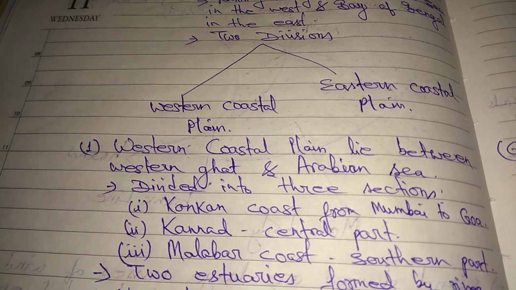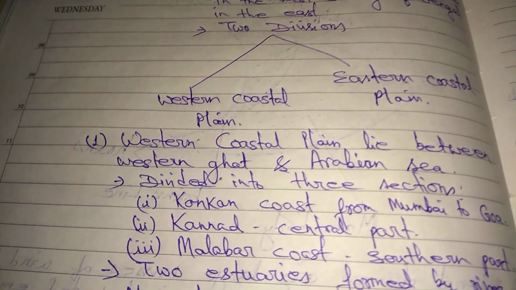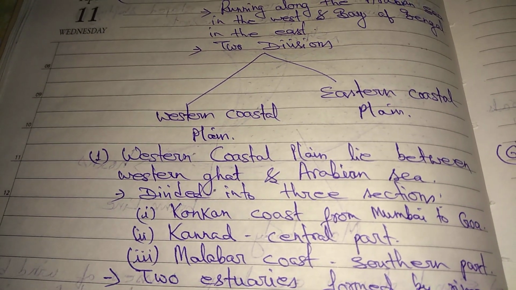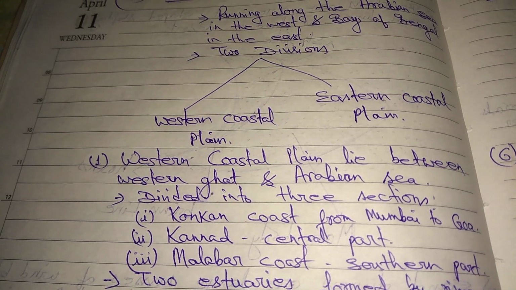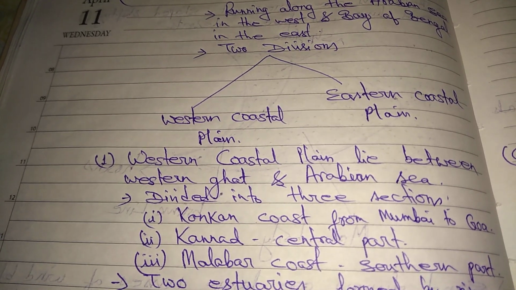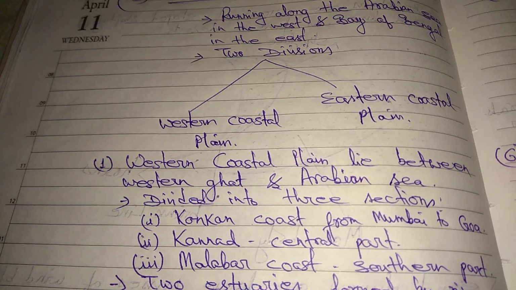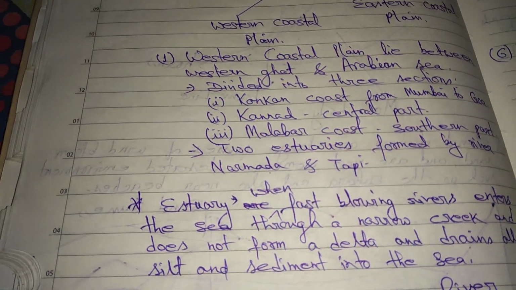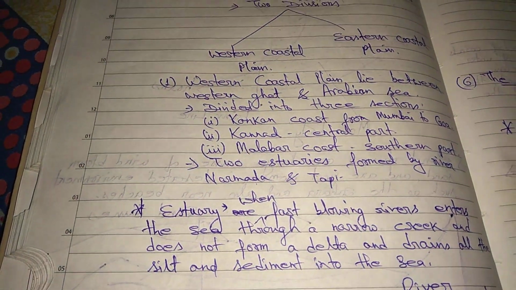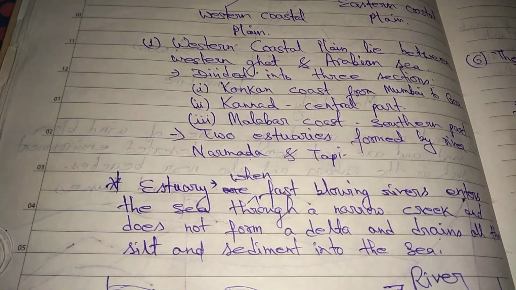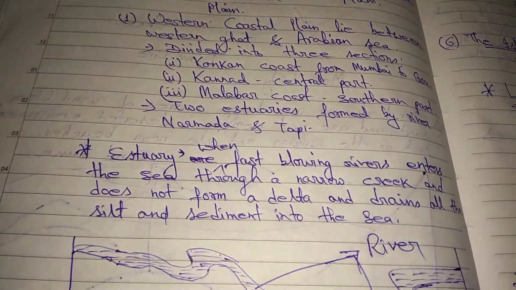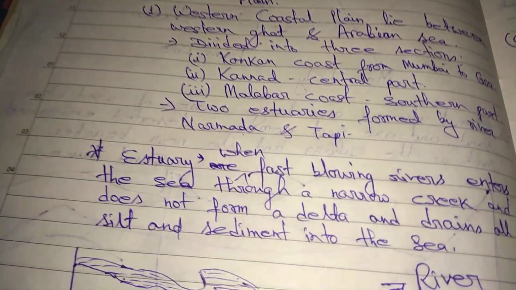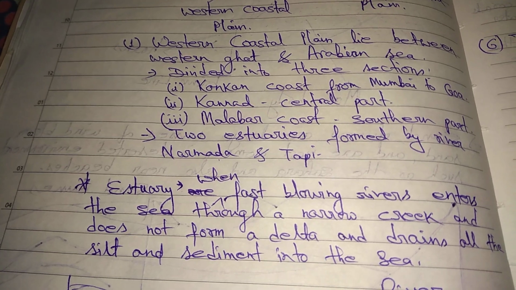These plains have natural harbors also. The two most well-known harbors are at Mumbai and Marmagoa, which is in Goa. Despite these harbors, it also forms estuaries, important estuaries which are formed by the rivers Narmada and Tapi.